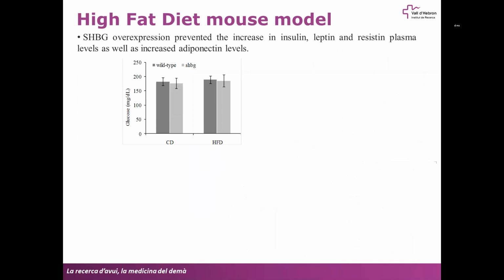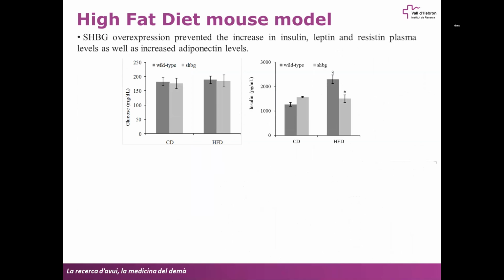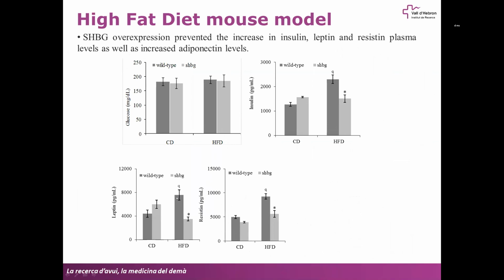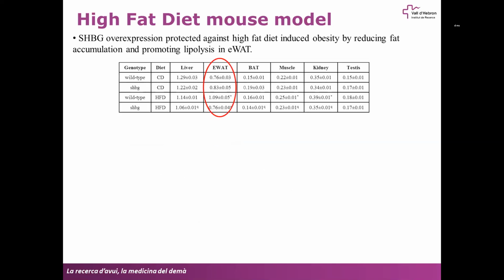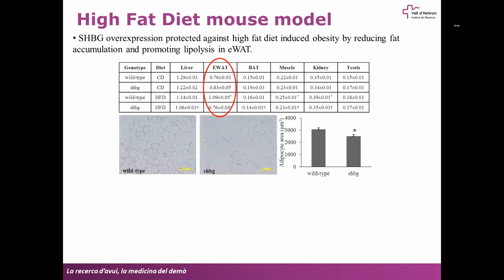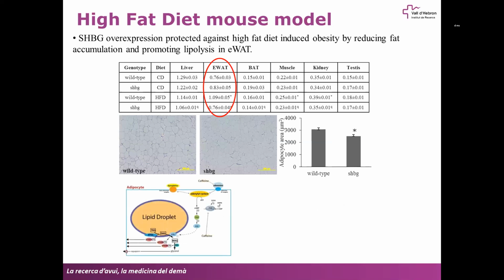We also checked that SHBG overexpression protected against the hyperinsulinemia induced by the high-fat diet, and also protected against the hyperleptinemia induced by the high-fat diet feeding, and the hyperresistinemia. Also, we saw that SHBG overexpression increases the adiponectin production by the adipose tissue. Then we also checked the amount of adipose tissue of these mice, and we saw that the adipocytes were smaller. And how does SHBG make this reduction in adipose tissue?